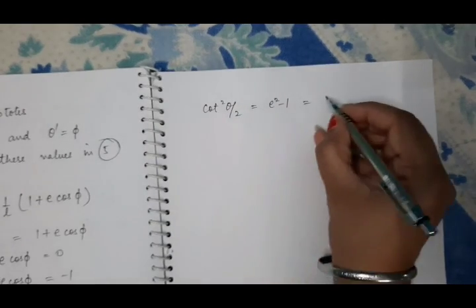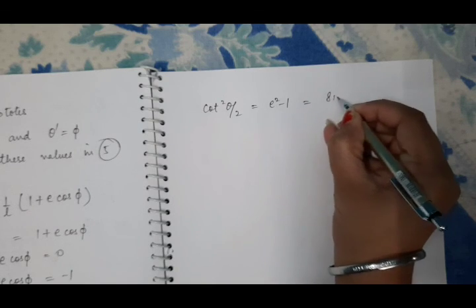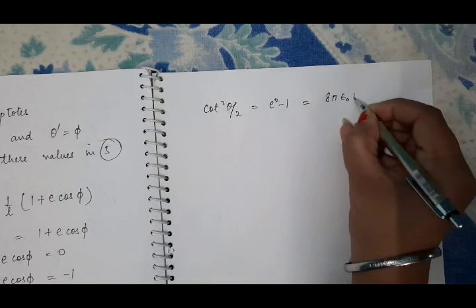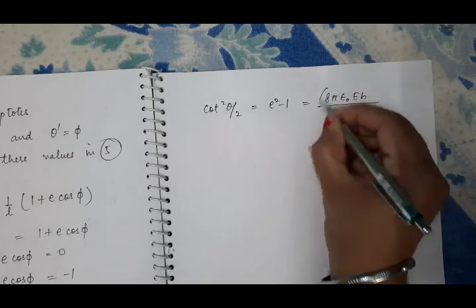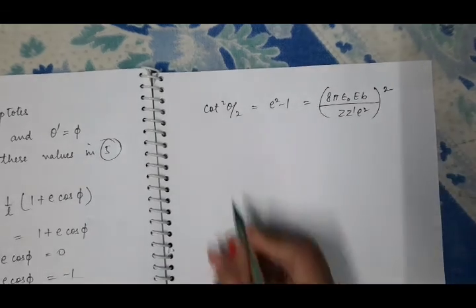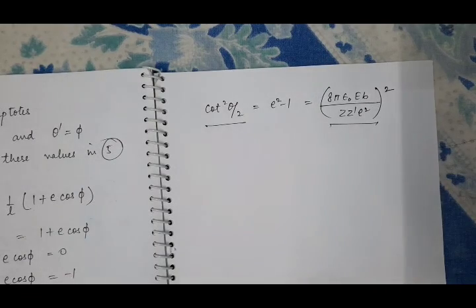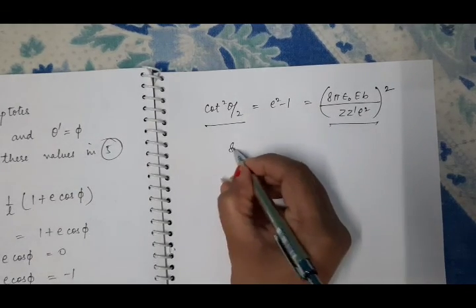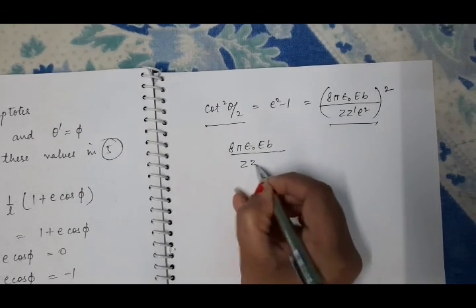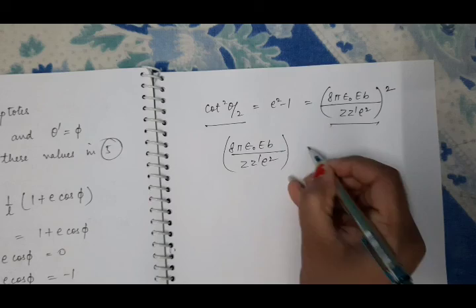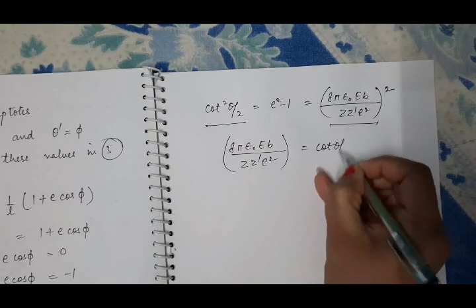And this E square minus 1 is equal to (8 pi epsilon naught E b upon Z dash e square) whole square. It means this is equal to this. So what is the value of this 8 pi epsilon naught E b upon Z dash e square? It is equal to cot theta by 2.